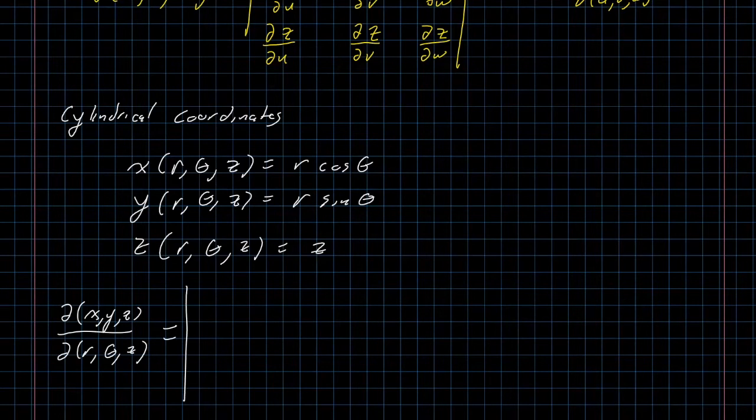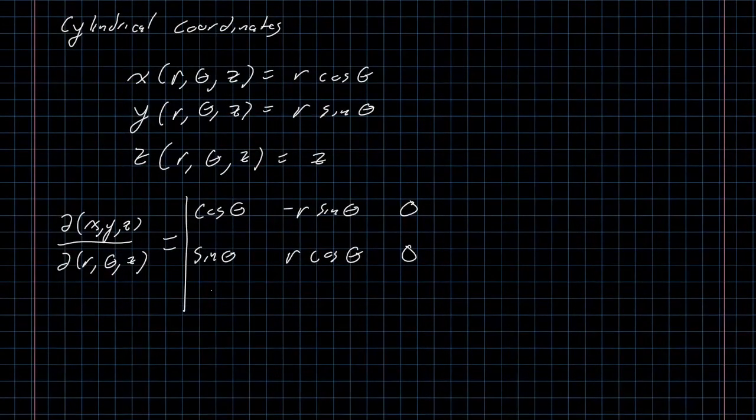partial of x with respect to r is cosine theta. Partial of x with respect to theta, well, the derivative of cosine is minus sine, so we'll have minus r sine theta. And partial of x with respect to z is 0. Partial of y with respect to r is going to be sine theta. Partial of r sine theta with respect to theta is r cosine theta. And partial of that with respect to z is 0. All right, partial of z with respect to r is 0. Partial of z with respect to theta is 0. Partial of z with respect to z is 1.